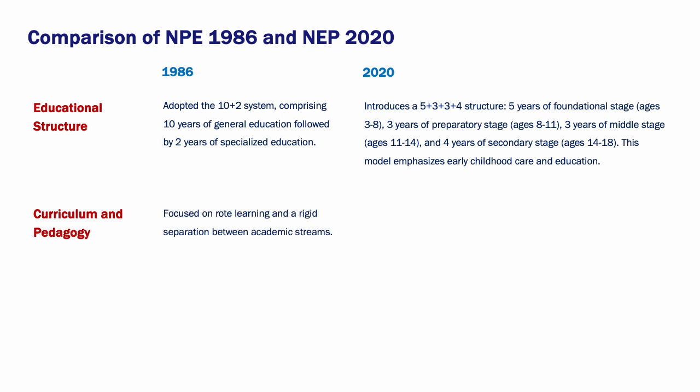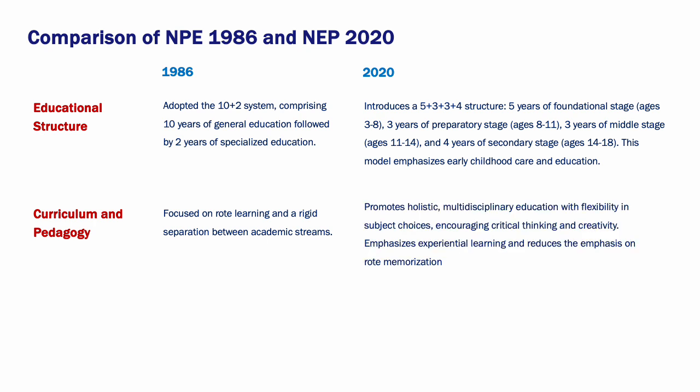Curriculum and pedagogy. While 1986 focused on rote learning and rigid separation between academic streams, 2020 promotes holistic, multidisciplinary education with flexibility in subject choices, encouraging critical thinking and creativity. It emphasizes experiential learning and reduces the emphasis on rote memorization.